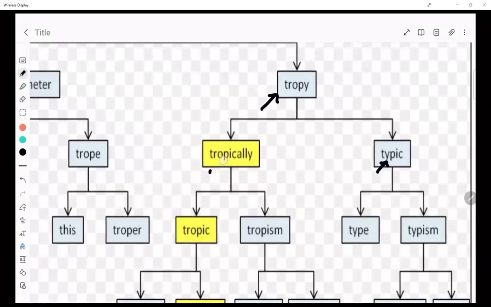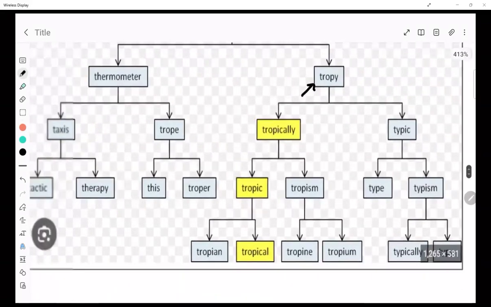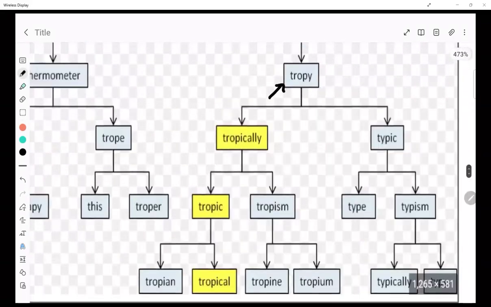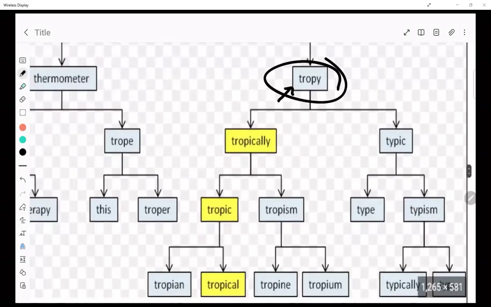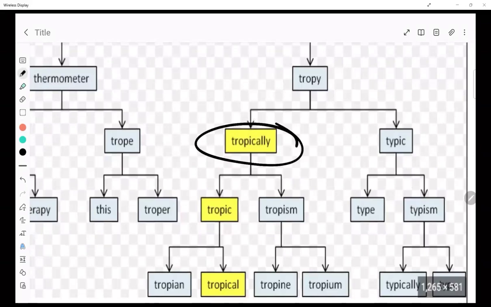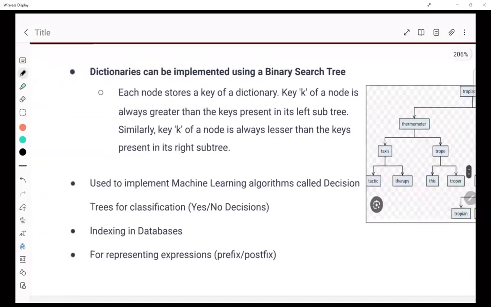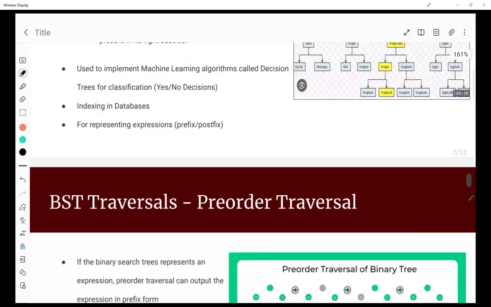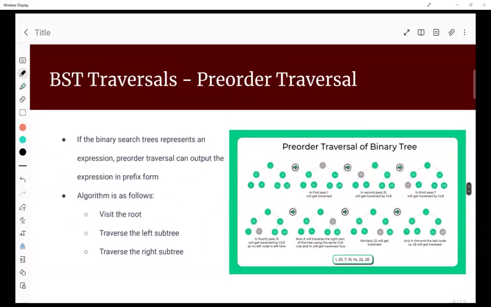So all the descendants of this tree will have T in it, all the descendants of this tree will have TR in it, and all the descendants of this tree will have TY in it. So that's kind of how it goes. That's how they break down each letter. And then, let's go next. Okay, pre-order.